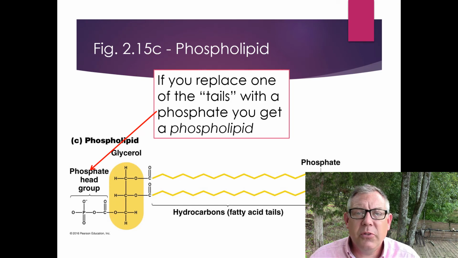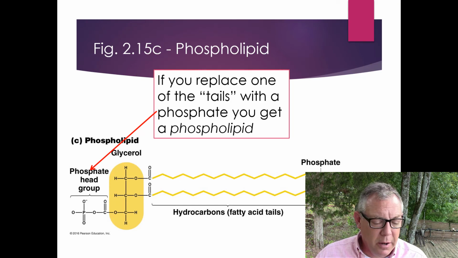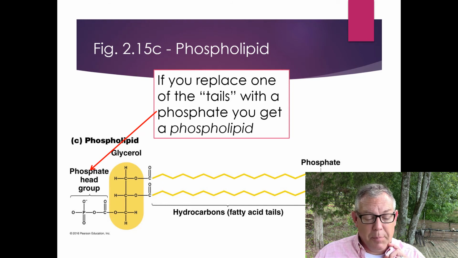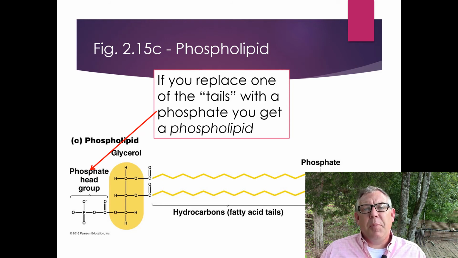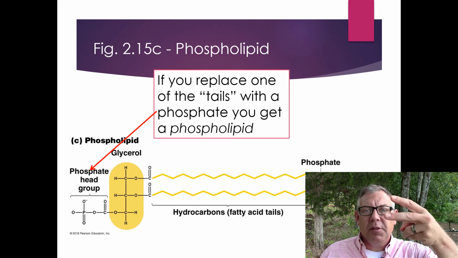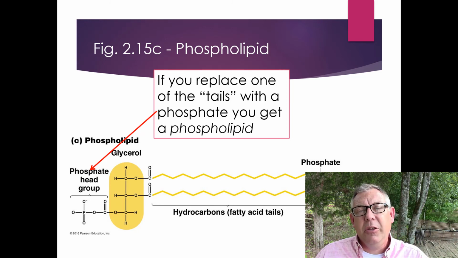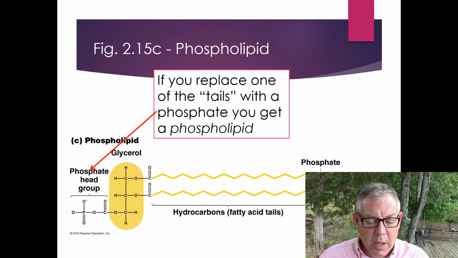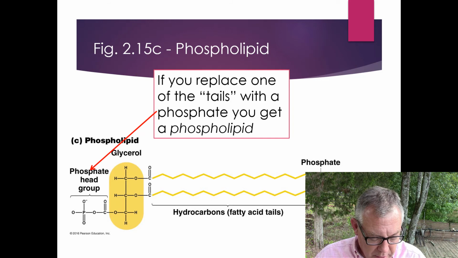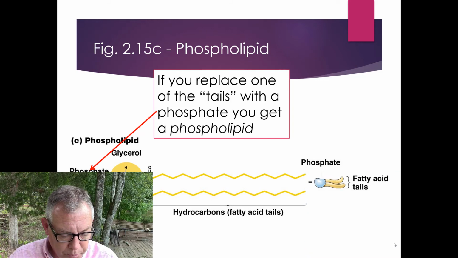And then the third type of lipid that we're going to mention here, that I haven't mentioned so far, is a phospholipid. And so a phospholipid is just like a fat, but instead of having 3 tails, it only has 2. And you take one of those tails and you replace it with a phosphate. And that's how you make a phospholipid, phosphate with a lipid. And these are going to be real important in upcoming lectures.